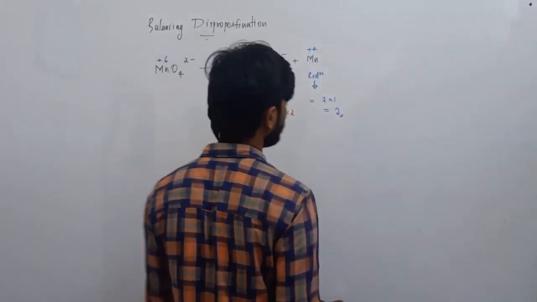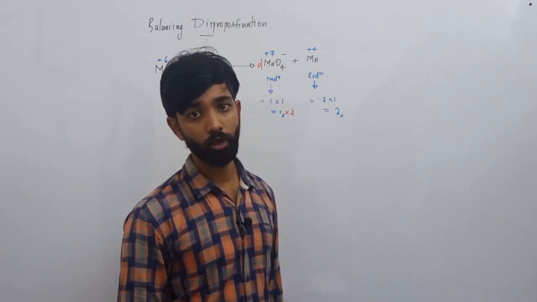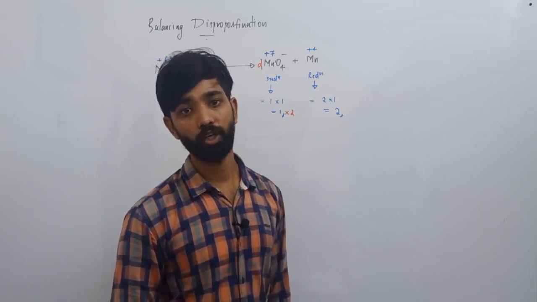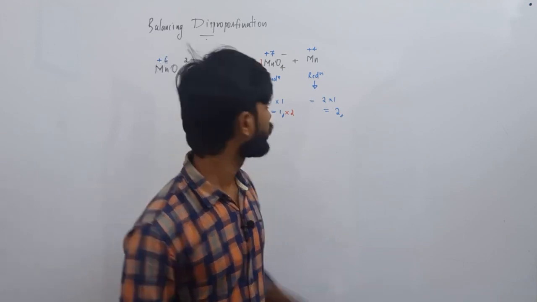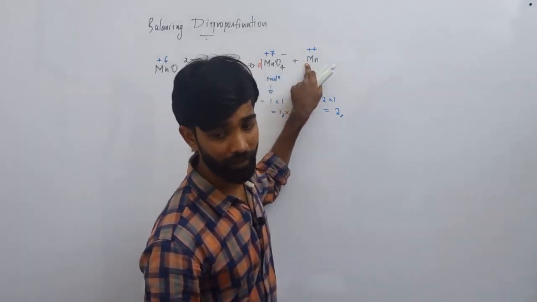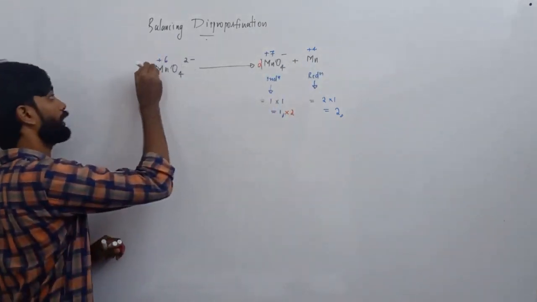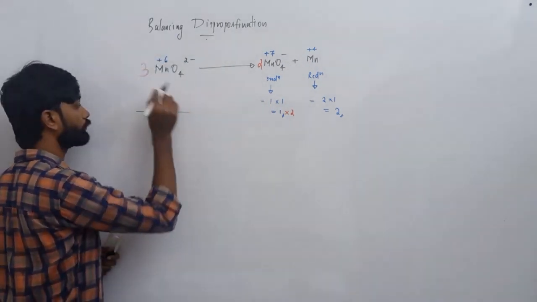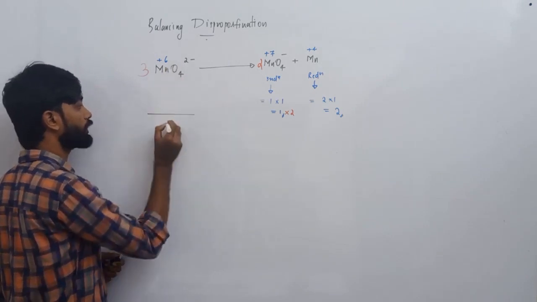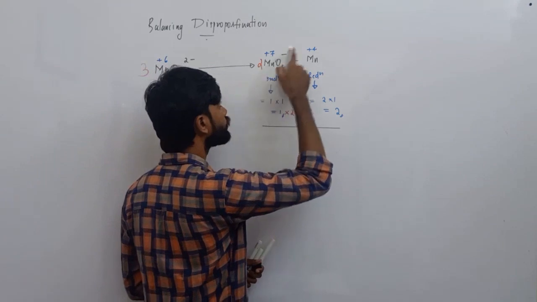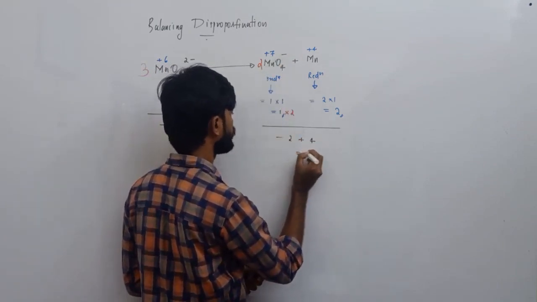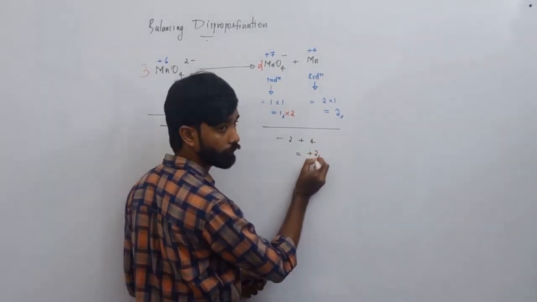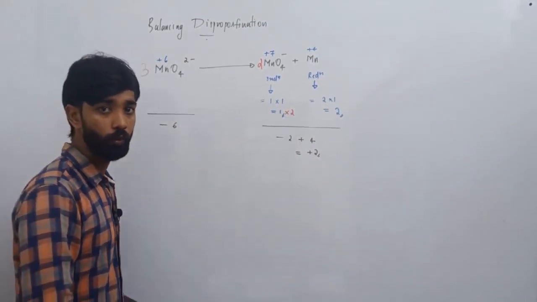Then if electrons lost and gained are balanced, you can finally balance the total number of atoms on both sides. Here 2 manganese, 1 manganese, 3 manganese. So you can multiply 3 here. Now check the charge. 2 into 3 into minus 2, minus 6. 2 into minus 1, minus 2, plus 4, minus 2, plus 4. So it will be plus 2.